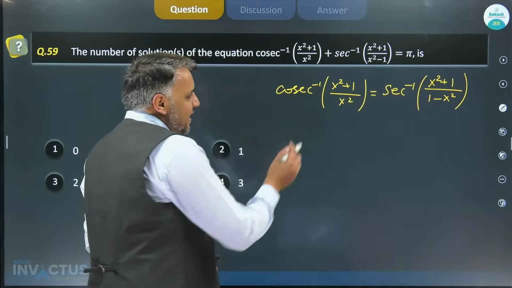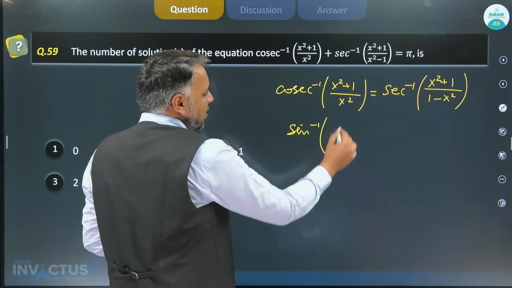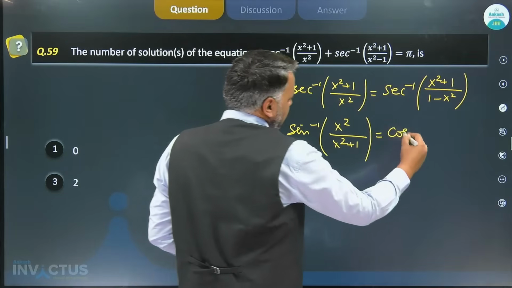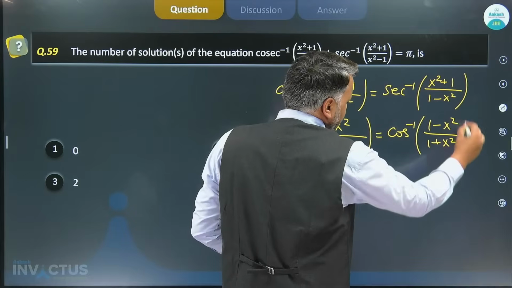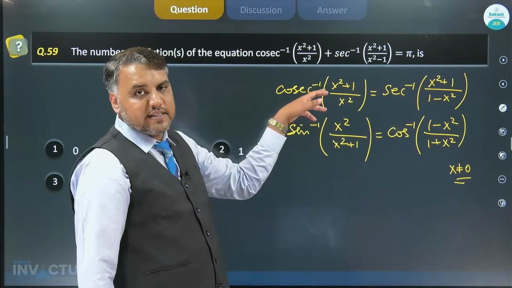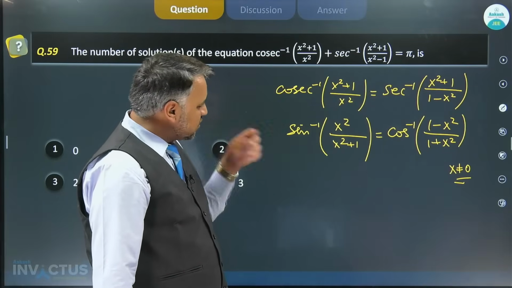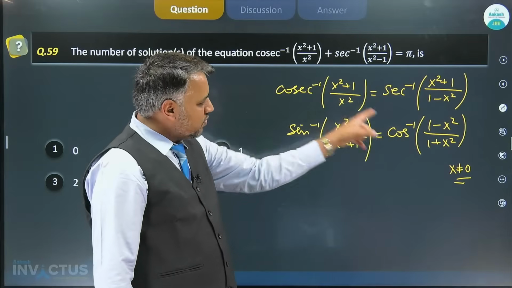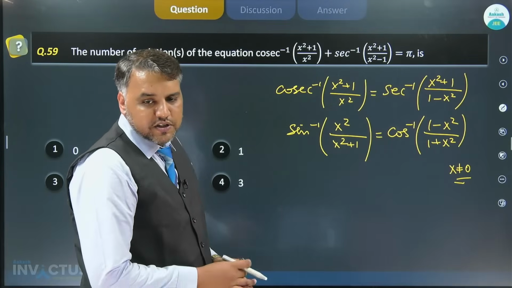Now easily we can say that cosecant inverse can be written as sine inverse of x square divided by x square plus 1. We just have to keep in mind one thing, that x is not equal to 0, because here x is equal to 0 was not in the domain, and when you do this step, x is equal to 0 comes out as an answer of this step. You can feel it. So we have to note that x is not equal to 0, which was not in the domain of the original question.